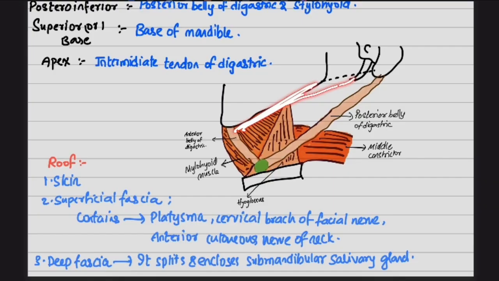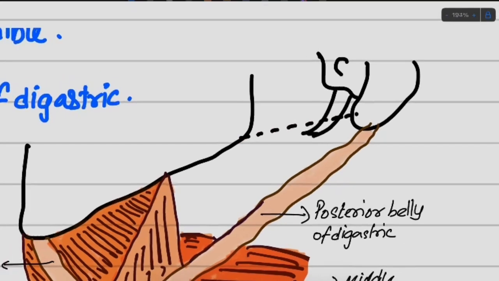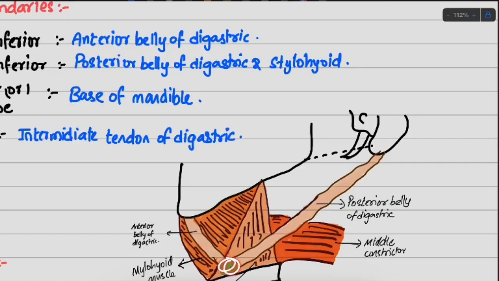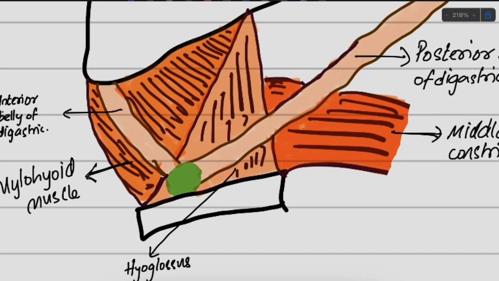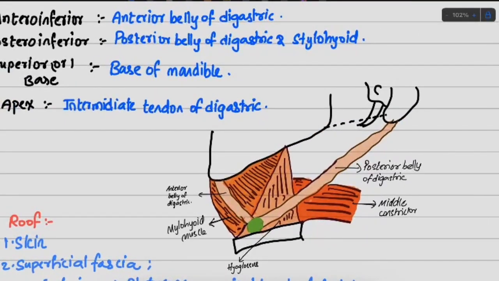base of the mandible and an imaginary line drawn from the base of the mandible to the mastoid process. So this is the base, and apex is the intermediate tendon of the digastric muscles. I hope you guys are clear with the boundaries.